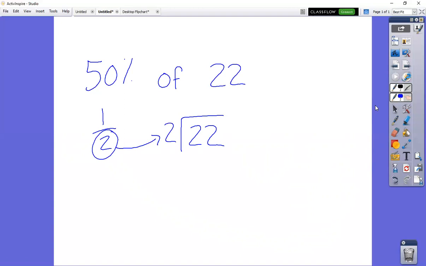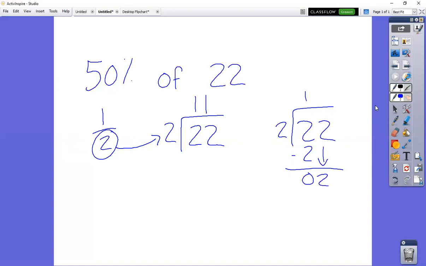2 times what is 22? Our answer is 11. Okay, I'll do that over here the long division way if you need to see it. 2 can go into 2 one time. 1 times 2 is 2.